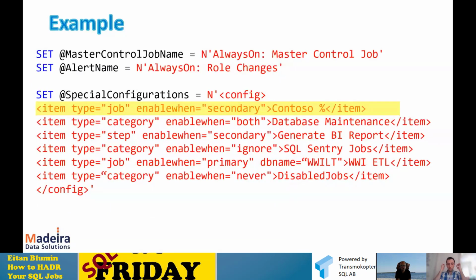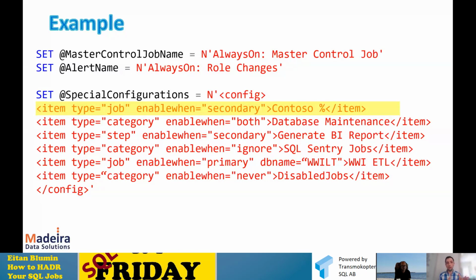Okay, so let's see what we can do with all of the other special use cases that are not what I just showed you. What I can do to play around with the behavior of this master control job is configure a set of rules. Each rule I call an item, and there are 3 types: a rule of type job, a rule of type category, and a rule of type step. Each such rule also has an attribute called enable when, in order to tell the relevant job when it should be enabled.